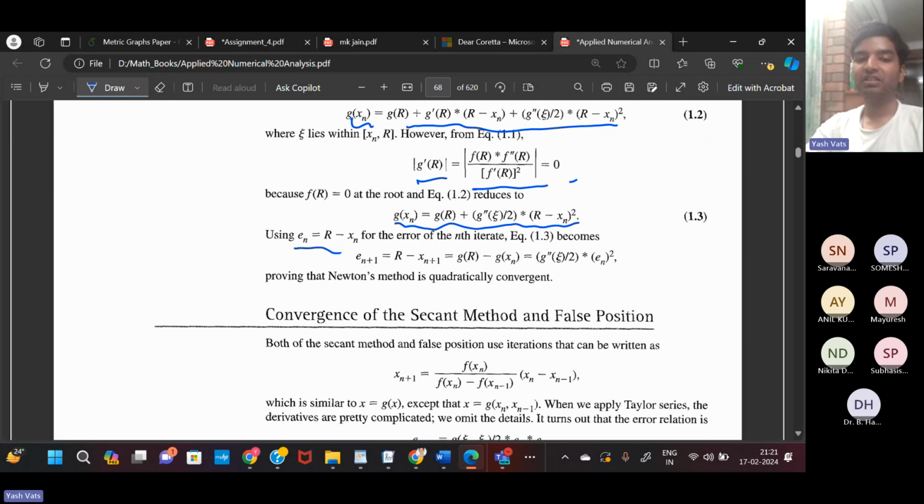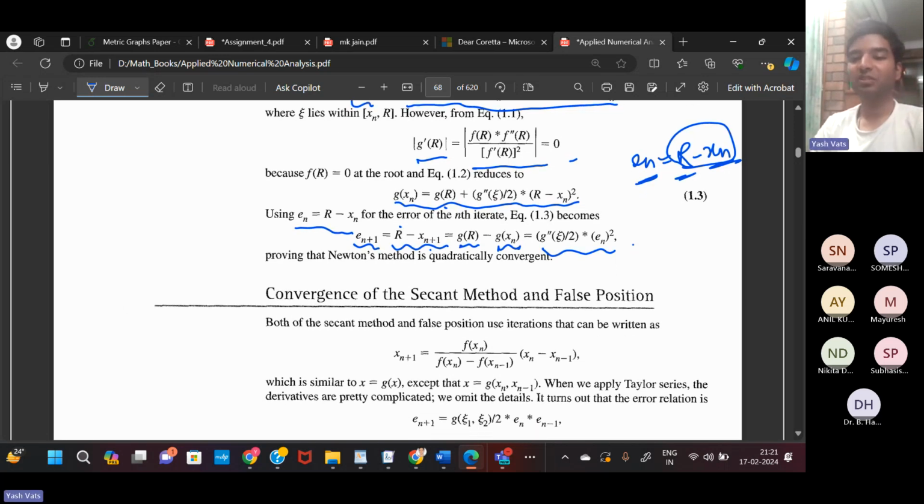Now, e n is basically the original root minus x n. That's called the error at the nth time step. What is the error at the nth time step? It's just the difference between the actual root and the approximation value at the nth time step. So x n is the approximation, r is actual, so e n is r minus x n. e n plus 1 is r minus x n plus 1. r can be written as g r, x n plus 1 can be written as g x n, and g r minus g x n comes from the Taylor series expansion. Is it all right? Yes, sir.